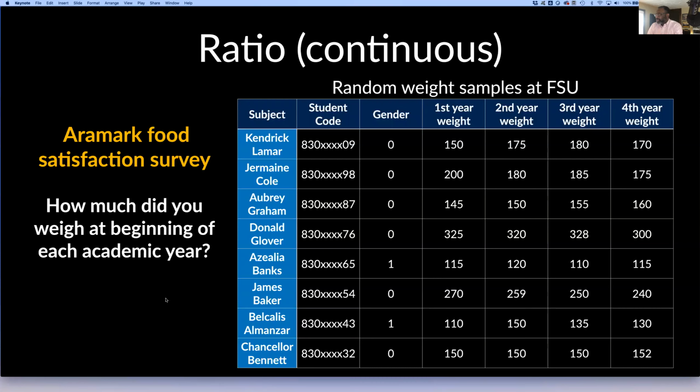So I'm going to do a quick question here. Who's Belcalis Almánzar? Anybody know who that is? Cool. So that's Cardi B. That's Cardi B's real name. I was just throwing that out there.